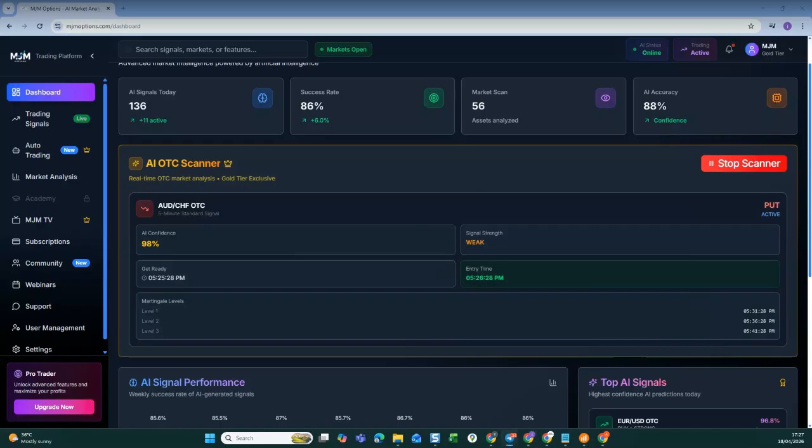So now, this is the signal, and let's go into trading. The first thing I do is stop scan and start scanning again. Remember, 90 to 99 and signal strength strong. So I stop, I scan.